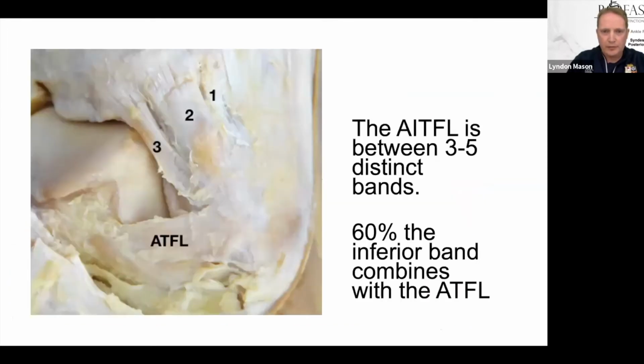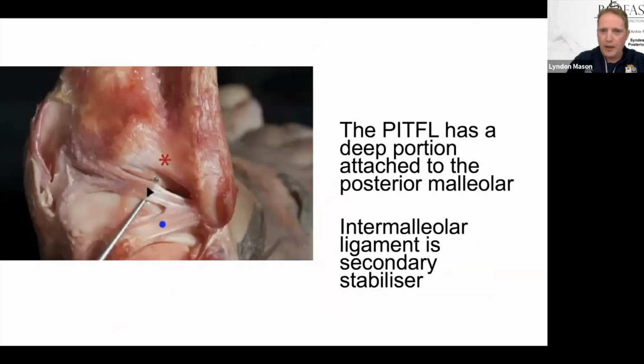In regards to the ligaments, first of all, you have the AITFL. This is usually somewhere between 3 and 5 bands, and in the cadaveric work that we've done ourselves, most of them do have 3. And in 60%, this inferior band here, number 3, does actually attach to your ATFL. If you have a syndesmotic ligament injury, don't rule out that they have an ATFL injury as well, even with an ankle fracture. The PITFL has a deep portion that attaches to the posterior malleolus, which you've just heard from Andy. But also there is this intermalleolar ligament. Don't forget this one, and I'll explain why later on. It's a secondary stabilizer of the syndesmosis.